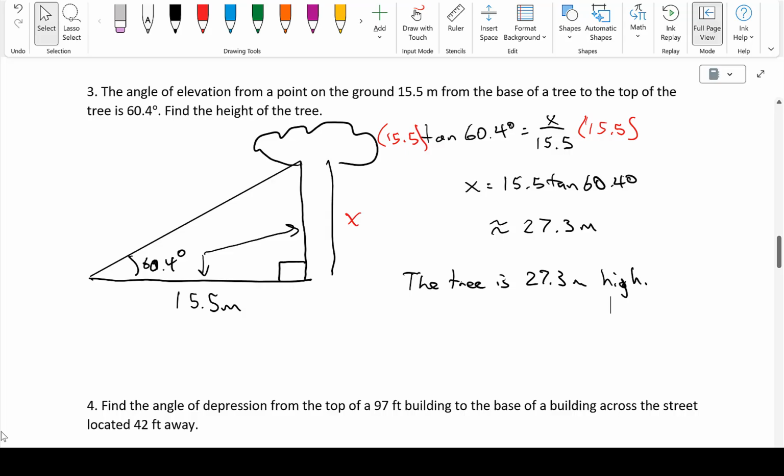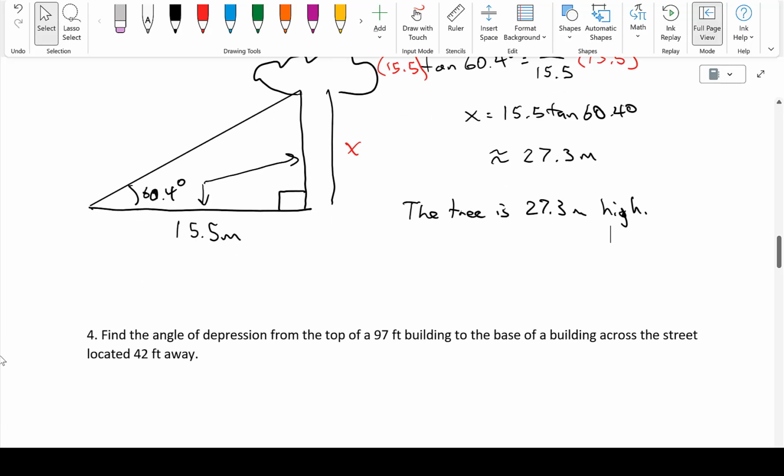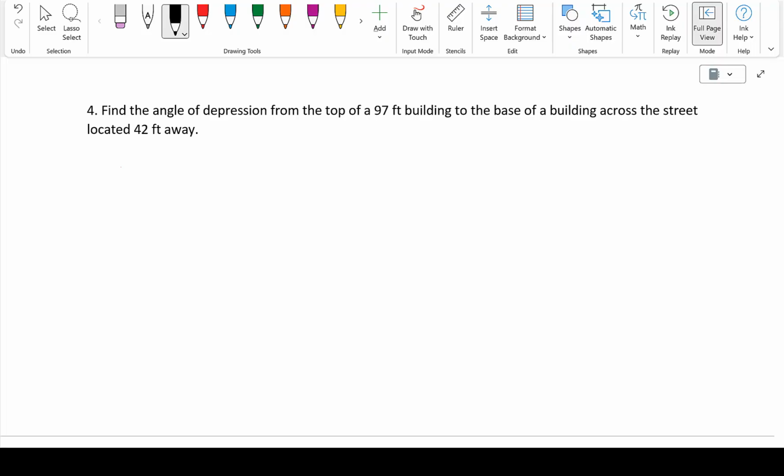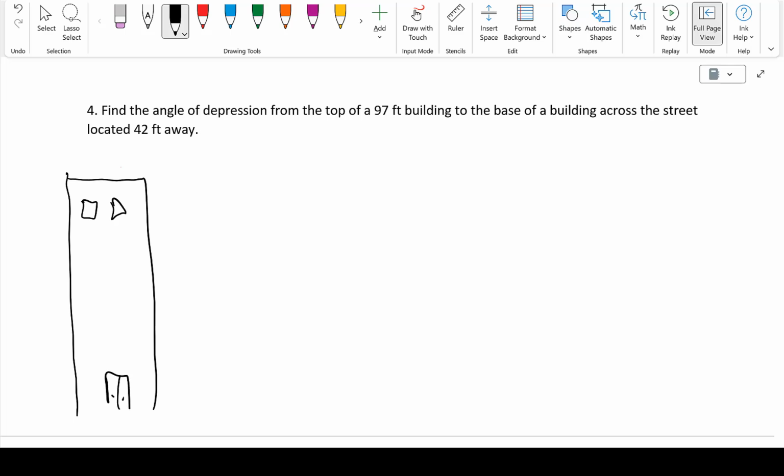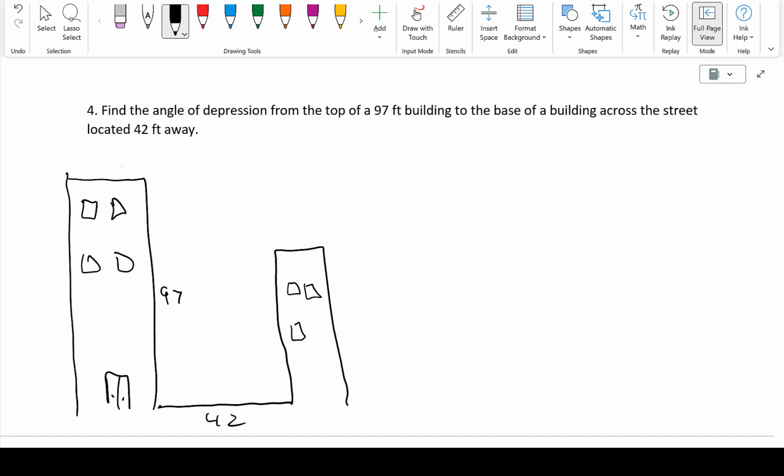All right, for an angle of depression. For 4, find the angle of depression from the top of a 97-foot building to the base of a building across the street located 42 feet away. So we want to start with a tall building. Not going to be a great drawing for me, but we can represent a building here. Maybe more windows to make it fun for you. That's 97 feet tall. And then we want another building 42 feet away. Make him look like he's yelling.